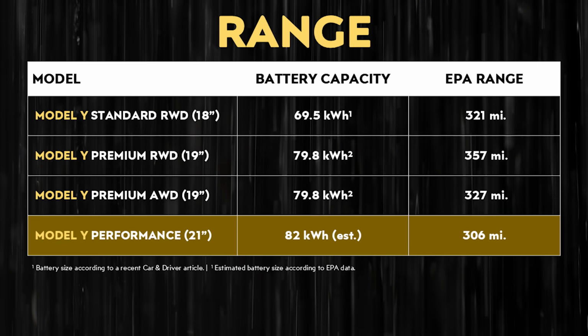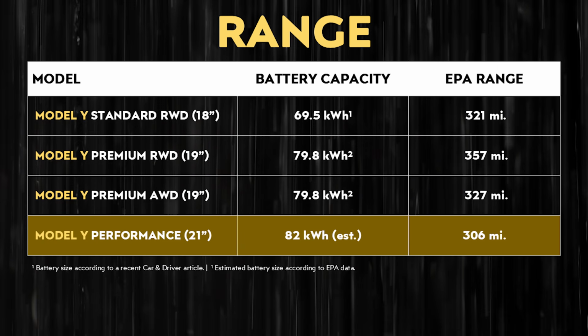Okay, beyond some of those design and feature changes, let's talk about the battery pack and range. As far as I can tell, in the USA, all variants of the Model Y feature battery packs with nickel-based battery cells. However, the standard version of the vehicle does have a lower capacity battery pack. Based on a Car and Driver article, the battery capacity of this new standard version is 69.5 kilowatt hours, as compared to somewhere around 79.8 kilowatt hours with the premium rear-wheel drive and premium all-wheel drive versions of the vehicle.